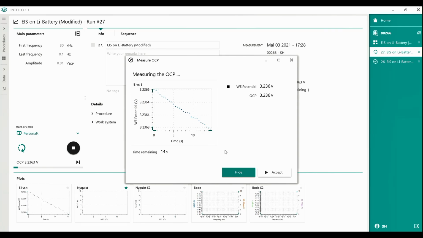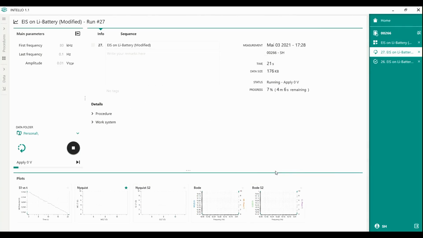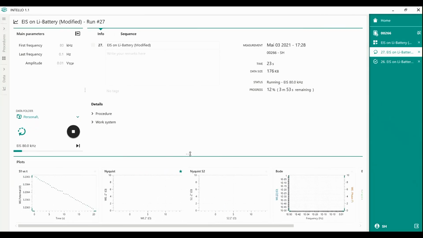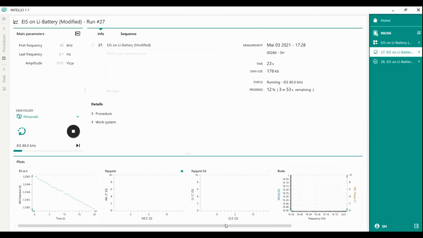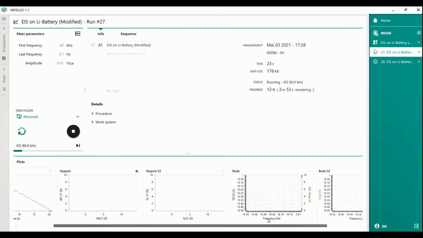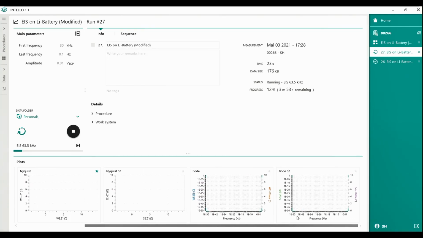This is stable at 3.236 volts, and I accepted this value. Now we started the impedance measurement at the OCP potential. You can see that the first frequency is already applied. These are the 80 kilohertz.